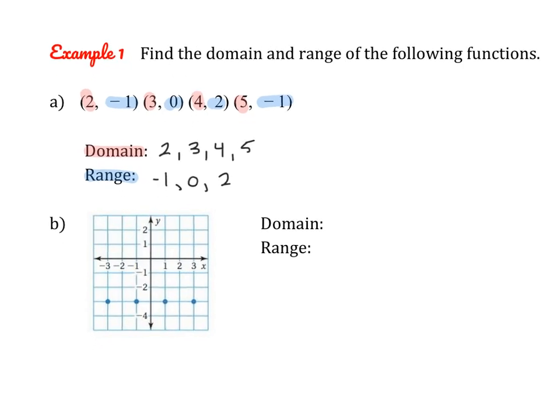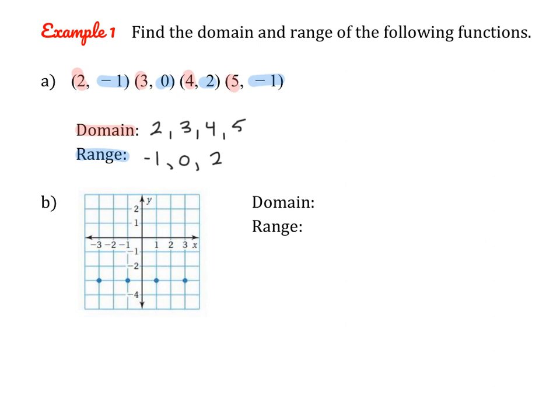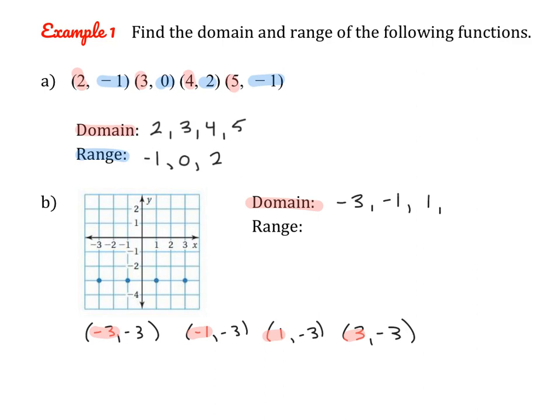We can also do that by looking at a graph. If you have a graph, this one has 4 coordinates, it's sometimes nice to first list out the coordinates. So we have the coordinates (-3, -3), (-1, -3), (1, -3), and (3, -3). Remember, the domain is just a list of all of the possible x values from lowest to highest: -3, -1, 1, and 3. And the range is just a list of all of the possible y values. You'll notice that all of the y values are the same, so our range is just one single number. It's just -3.